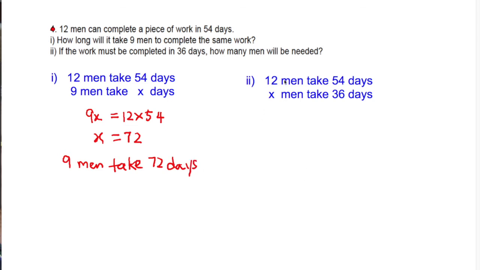In the second part, we have 12 men take 54 days and X men takes 36 days. So once again, we multiply the men and the days, which will be equal. 36x equals 12 times 54. And solving it, we have x equals 18. The statement is 18 men take 36 days.